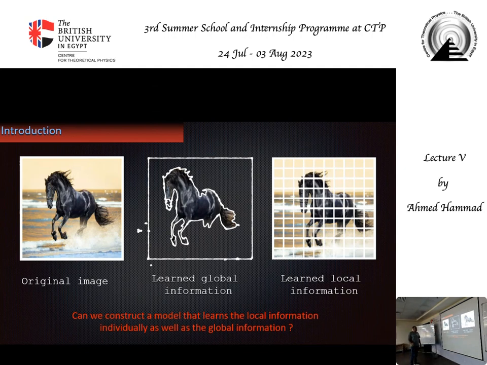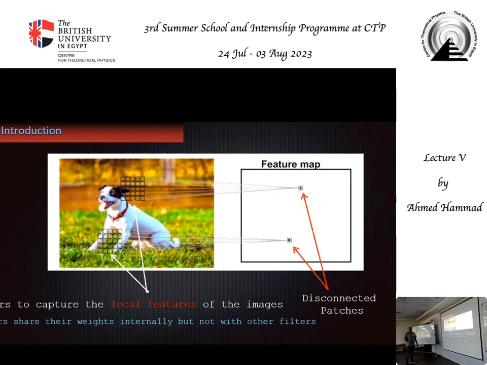So now our task is to build a deep learning model that can learn both global and local information about the image. How can we do that? First, how can we capture the local features that are stored in each pixel? We can do that with the concept of filters. We can construct a filter, which is a matrix like this, and this matrix scans the image.